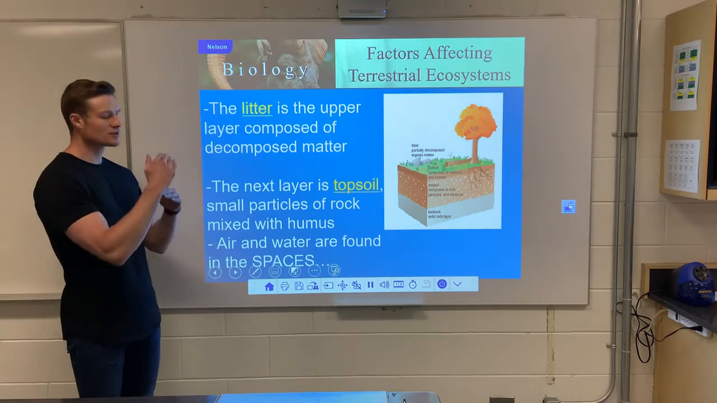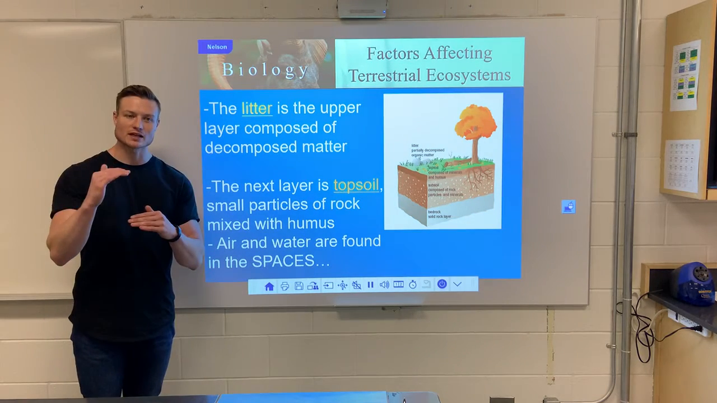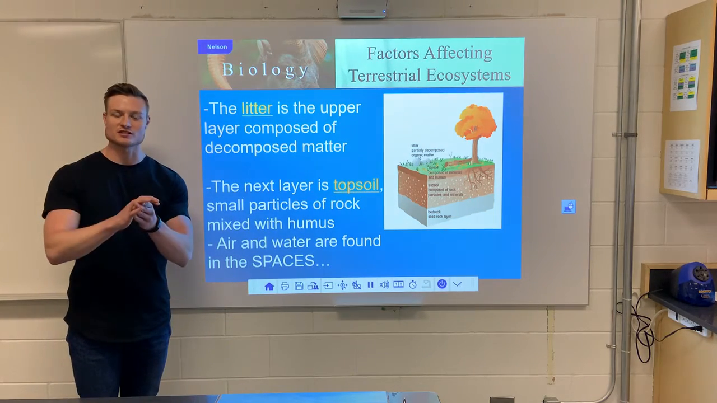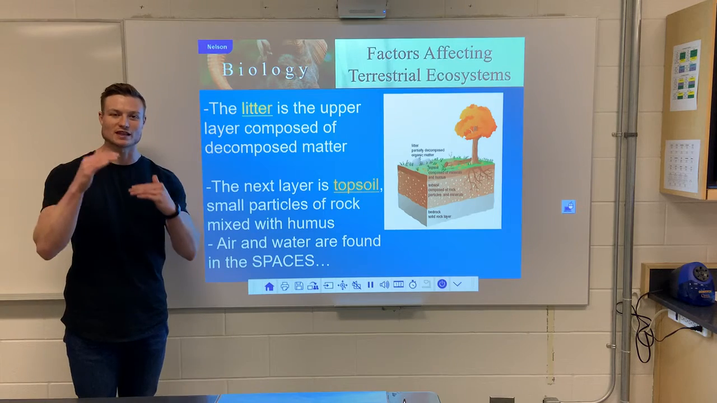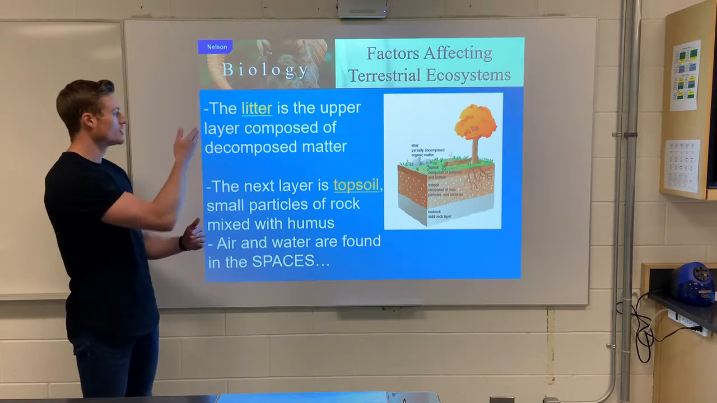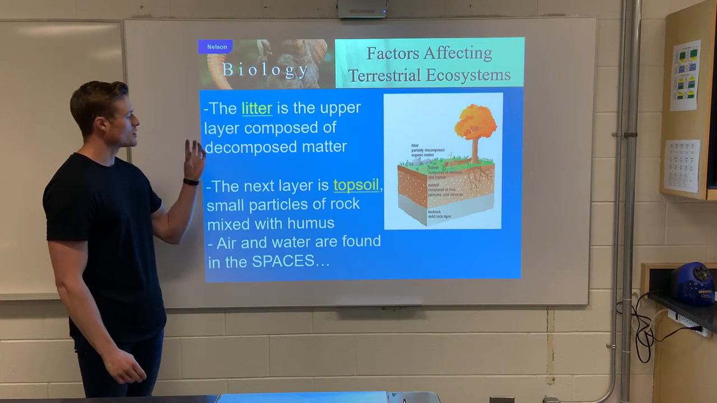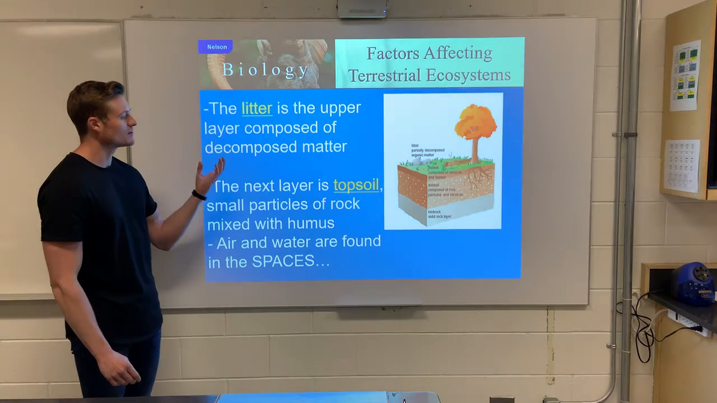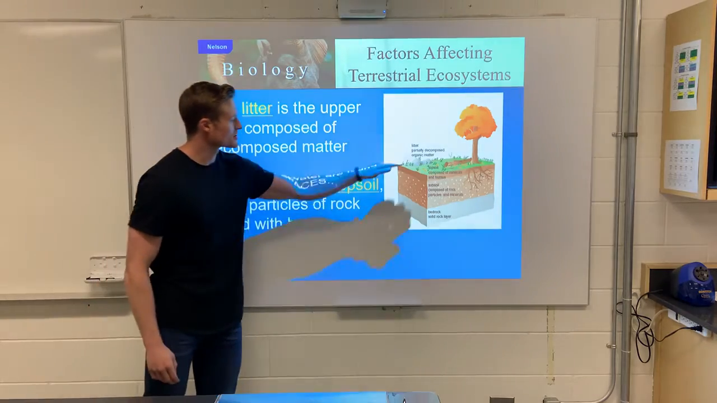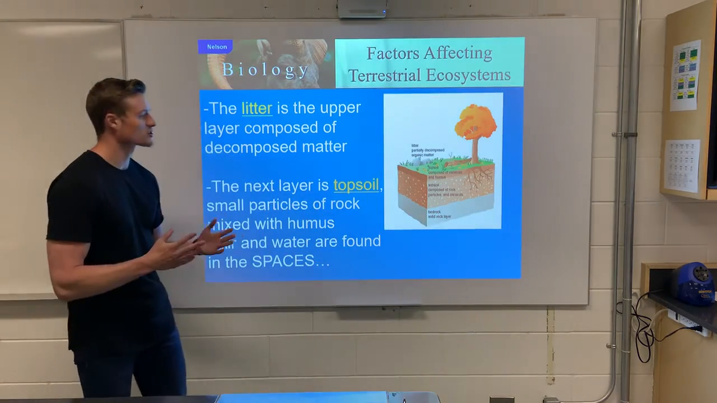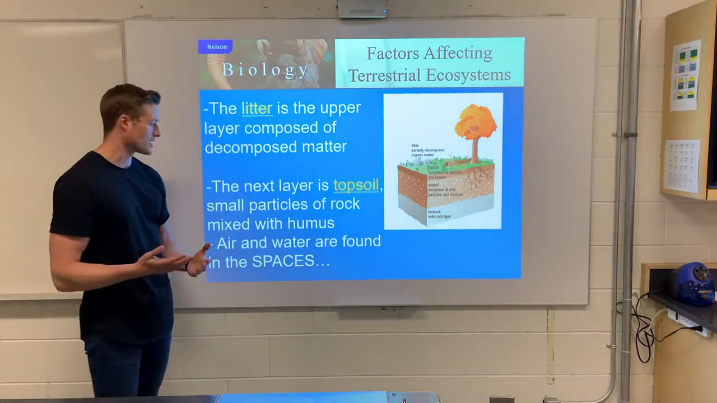So when we look at the soil, we're going to go layer by layer and kind of show you that it's not just dirt. There's actually different layers to soil. So the top layer is called the litter. So it's the upper layer of compost and decaying kind of leafy matter, plant matter. So it's this top layer, this litter, it's partially decomposing organic matter.